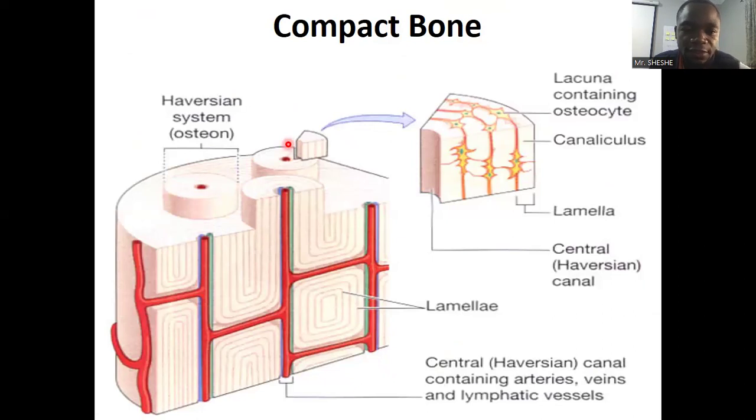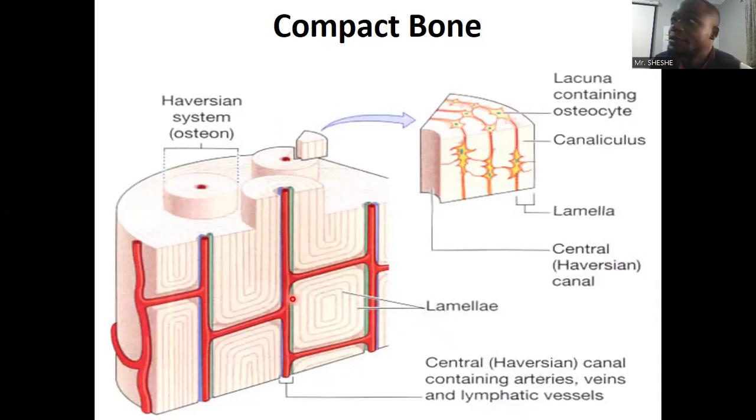An osteon has a central canal. That one there, that one, that one. Now this central canal is filled with blood vessels, lymphatics, and nerves. So there are blood vessels there, artery, vein, lymphatics, and nerves.